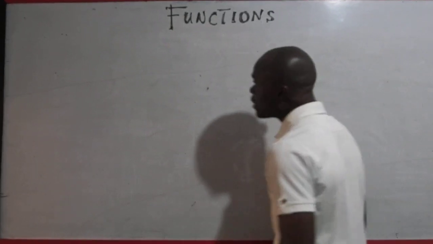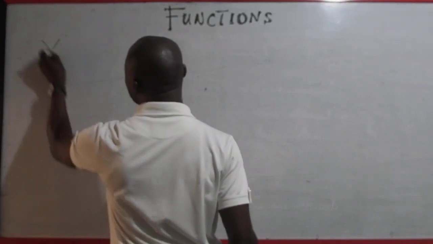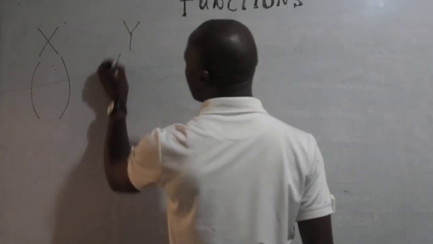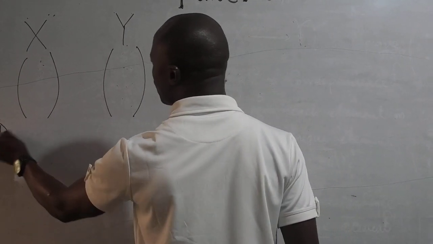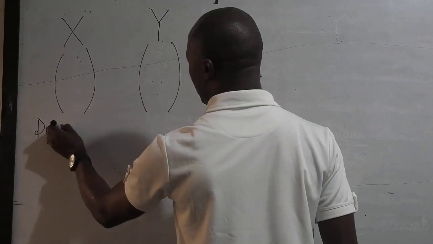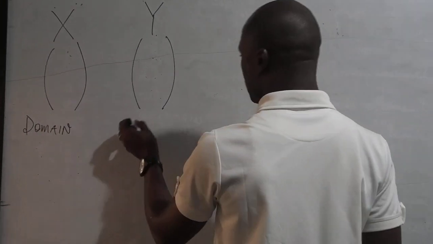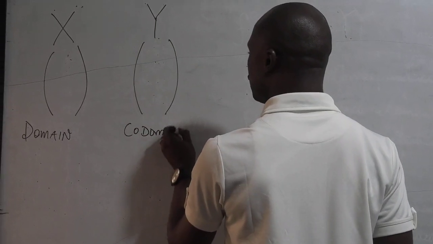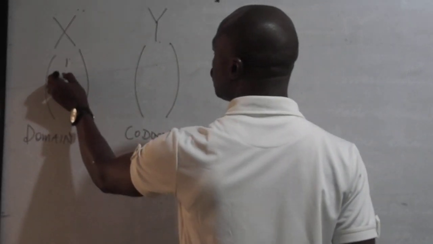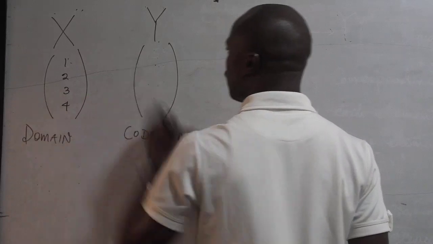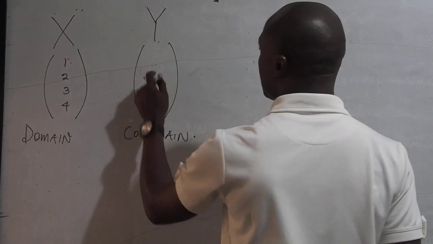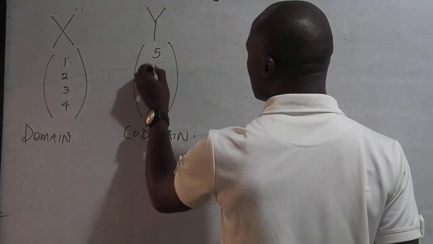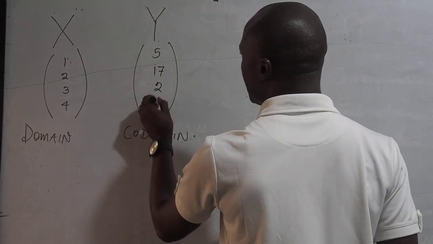Now, the first thing we should understand is that we have two sets. The first set and the second set. The first set is what we call the domain of the function, and this is called the codomain. Let's assume some numbers 1, 2, 3, and 4, just finite in nature. And let's assume some numbers here: 5, 2, 17, and probably 10.